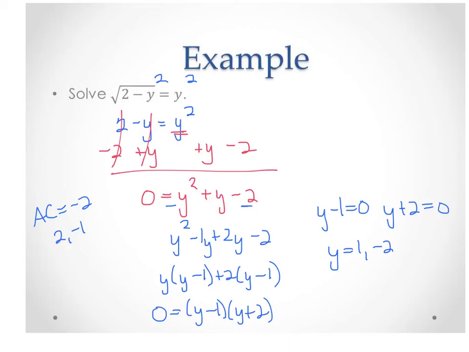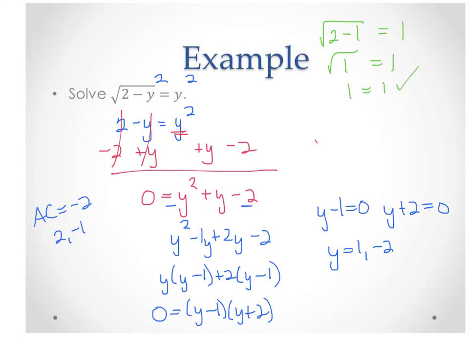Now we should bring up, since we're talking about a square root here, you should always check your answers. So let's check these. If we check 1, you get 2 minus 1 equals 1, so this is the square root of 1. The square root of 1 is 1, so that one works.